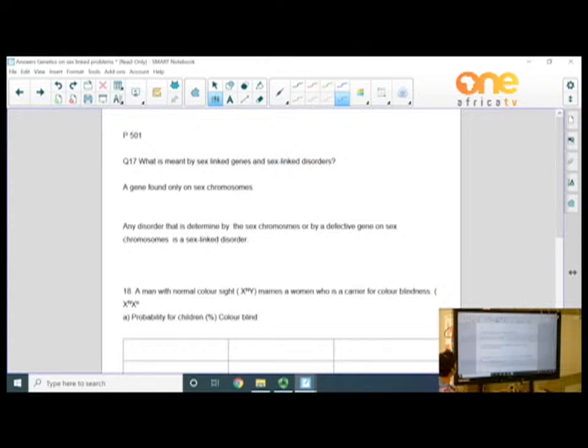What is meant by sex-linked genes? And this was now on page 501. What is meant by sex-linked genes and sex-linked disorders? A sex-linked gene is a gene found only on sex chromosomes. So we saw in these questions hemophilia, color blindness, muscular dystrophy. These are all sex-linked diseases because they are attached to the X chromosome.